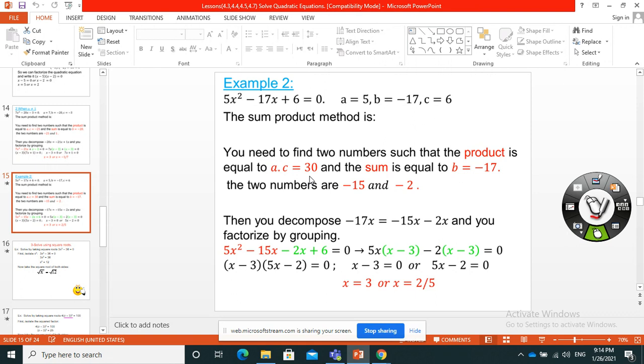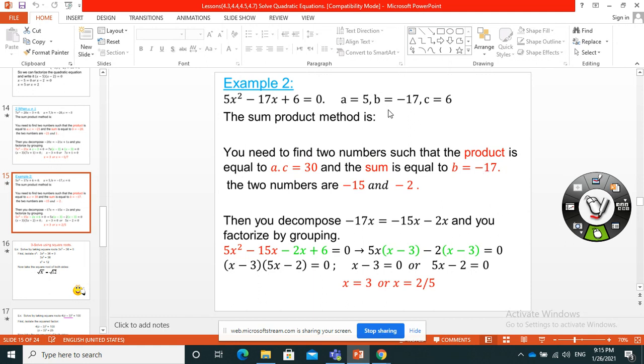So 30 times 1 will not work, because if I add them, it's 31. It's not minus 17, so it doesn't work. Now 15 times 2. Okay, 15 times 2 gives me 30, yes. But 15 plus 2 gives me 17. And I need minus 17, so sure, they should be both negative. So minus 15 and minus 2 gives me minus 17.